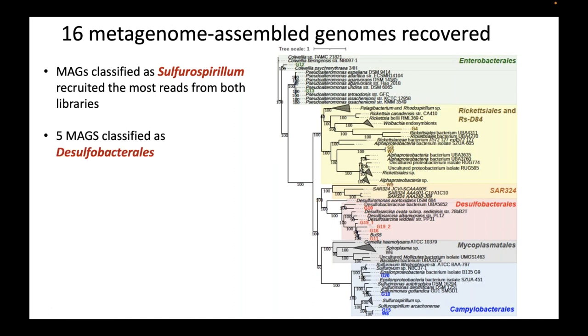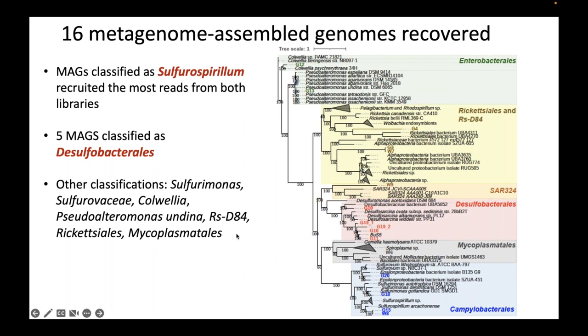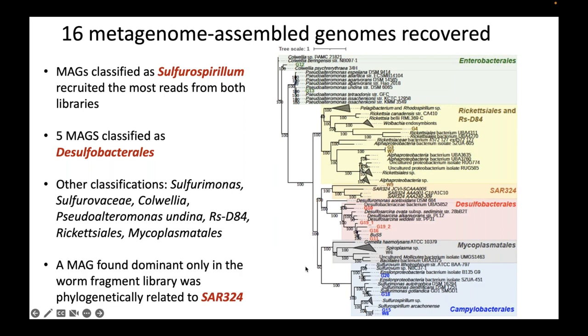There were five MAGs that were classified as Desulfobacterales, and these are typically sulfate-reducing bacteria. The other MAGs that I recovered were classified as Sulfurimonas, Sulfurovaceae, Cobetia, Pseudoalteromonas undina, RSD84, Rickettsiales, and Mycoplasmatales. From the worm fragment library, I also recovered a MAG classified as SAR324. Among all of the MAGs recovered from the metagenome, this MAG was found dominant only in the worm fragment library compared to the gut content library.